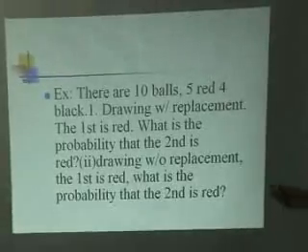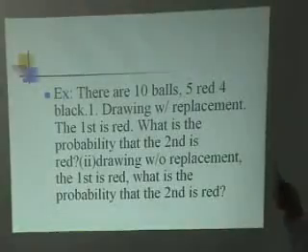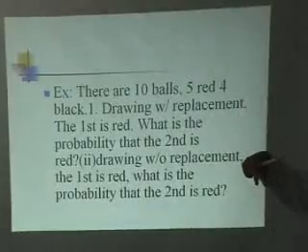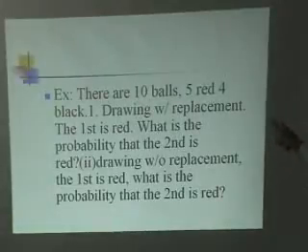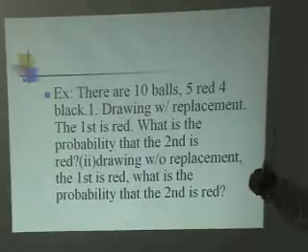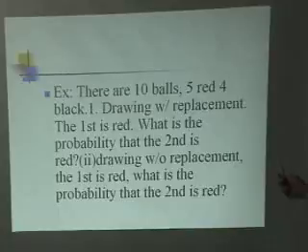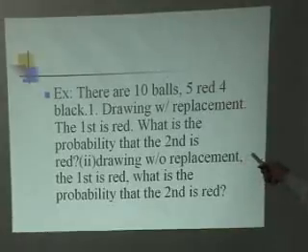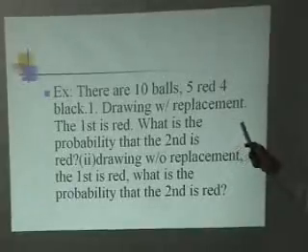Okay? So what's the probability that the second one is red? Because you put it back again, right? So what's the probability you're going to get a red one? 5 red ones, right? So 5 over 10. Because you put it back again, the total is still 10. So what's the probability the second one is going to be red? The same thing. 5 over 10.